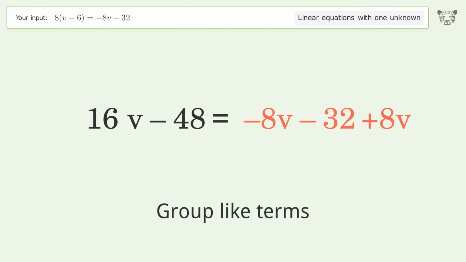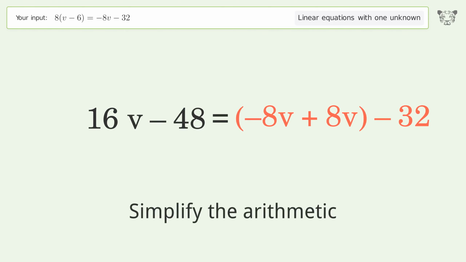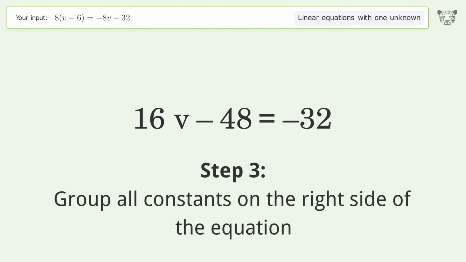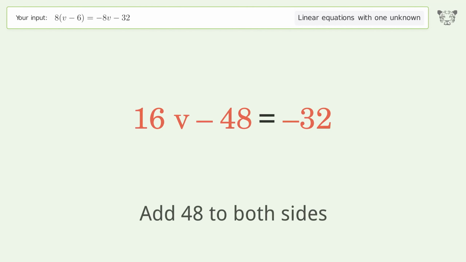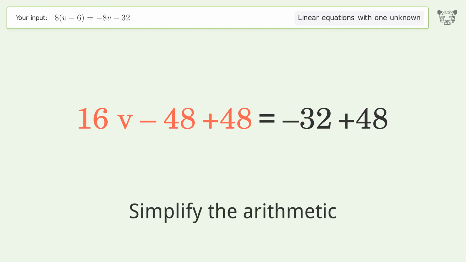Group like terms. Simplify the arithmetic. Group all constants on the right side of the equation. Add 48 to both sides. Simplify the arithmetic.